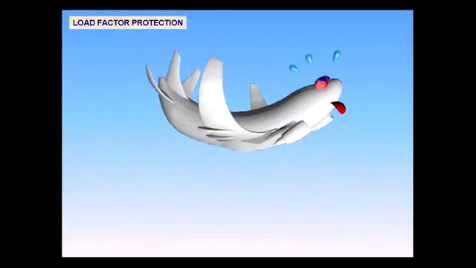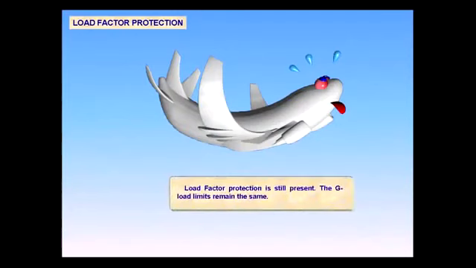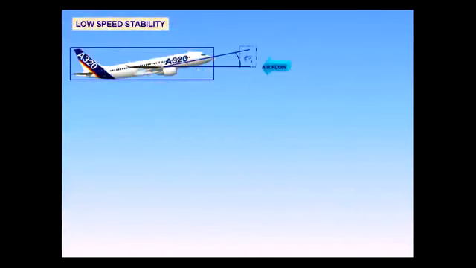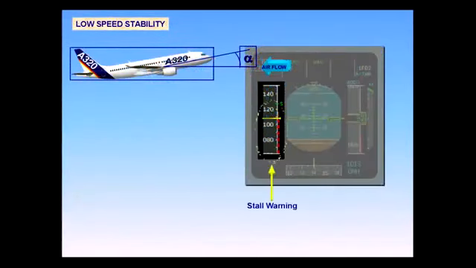Load factor protection is still present. The G load limits remain the same. In alternate law, the high angle of attack protection, AOA, is replaced by stall warning. Low speed stability may or may not exist, depending on the failure. V alpha protection and V alpha max are replaced by a stall warning speed, VSW, indicated by a red and black barber pole.